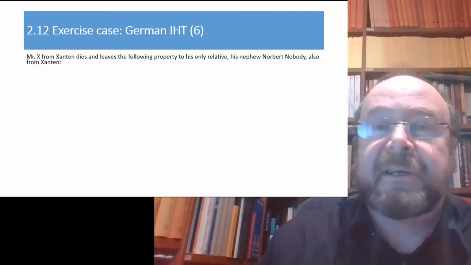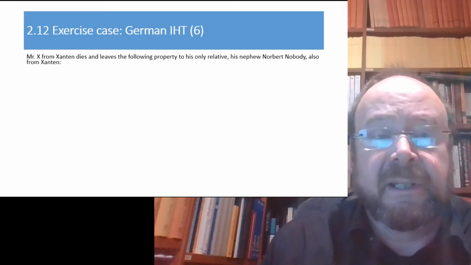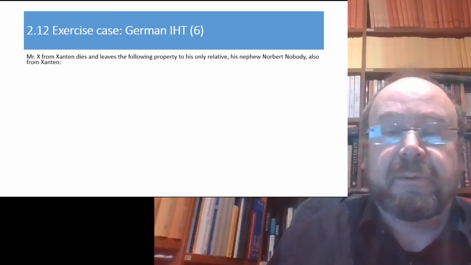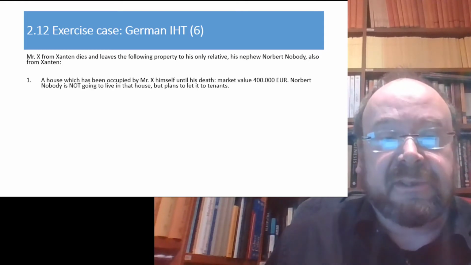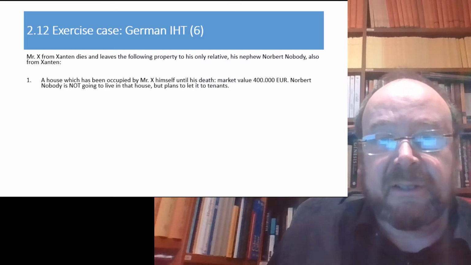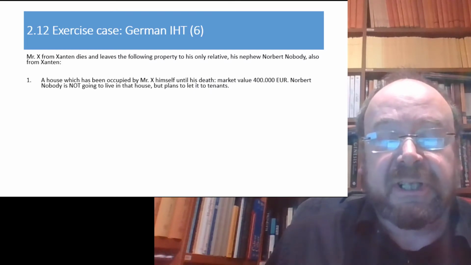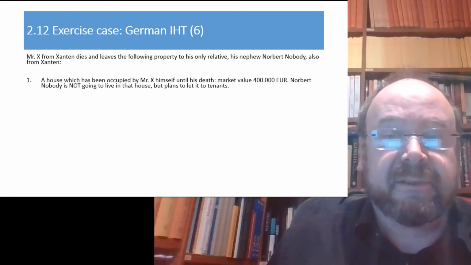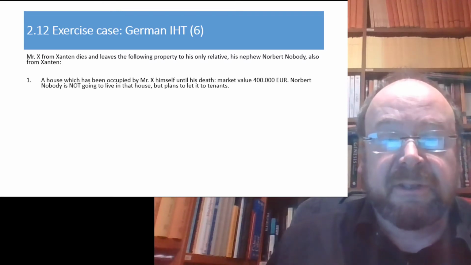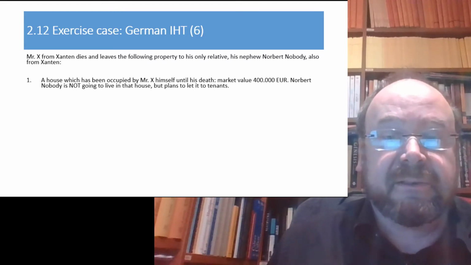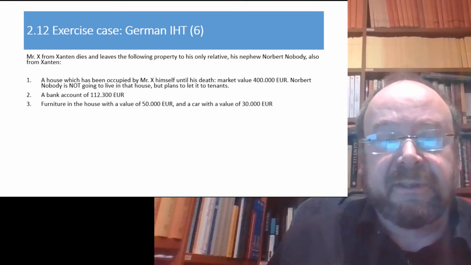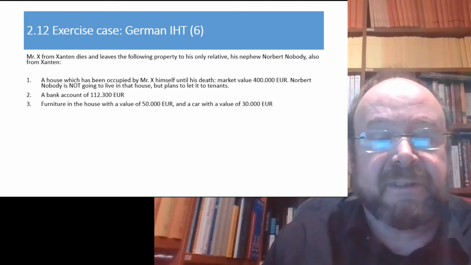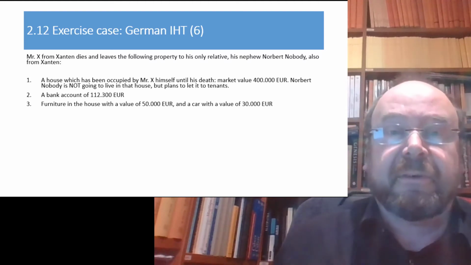Mr. X from Xanten dies and leaves the following property to his only relative, his nephew Norbert Nobody from Xanten. Also, Xanten is in Germany. A house which has been occupied by the late Mr. X himself until his death. The market value is 400,000 euro. Norbert Nobody is not going to live in that house but plans to let it to tenants. There is a bank account of 112,300. There is furniture in the house with a value of 50,000 and a car having a value of 30,000.